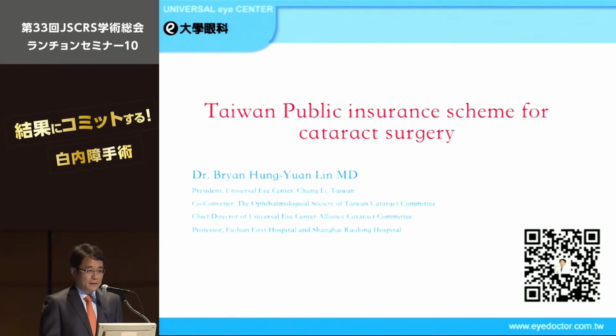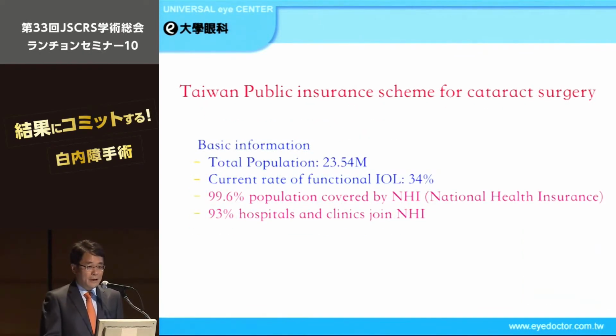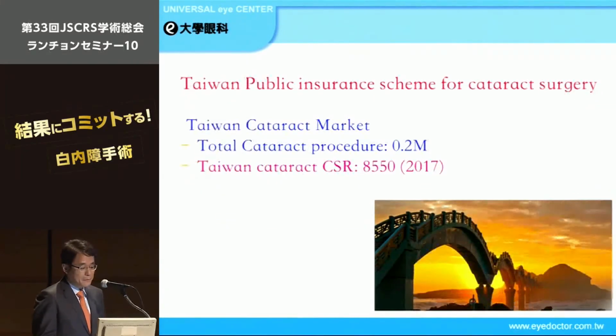And the last topic, I will introduce the Taiwan public insurance scheme for cataract surgery. In Taiwan, more than 99% of the population is covered by national health insurance, and 93% of hospitals and clinics join NHI. In 2017, Taiwan cataract surgery volume was around 8,500.